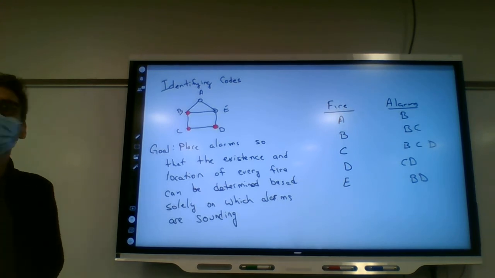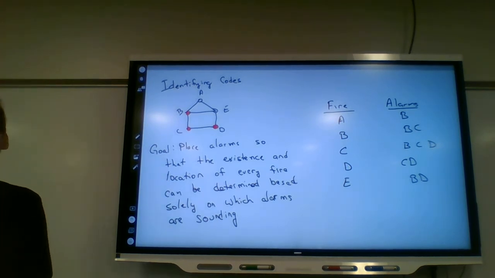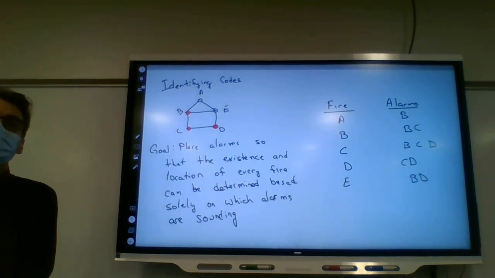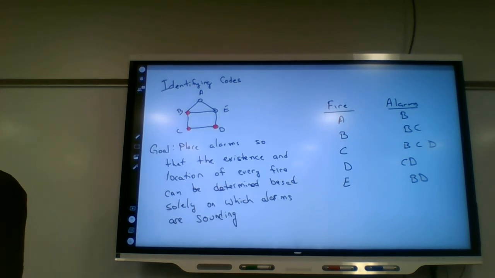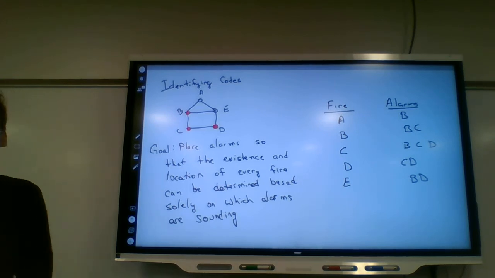Could you do it with smaller? That's the minimization version of it, right? A minimum identifying code asks, can we do it with fewer alarms or fewer vertices in the code? That's the other part of the question, right? Turns out in this particular case, no, we need three of them. And these three will work.